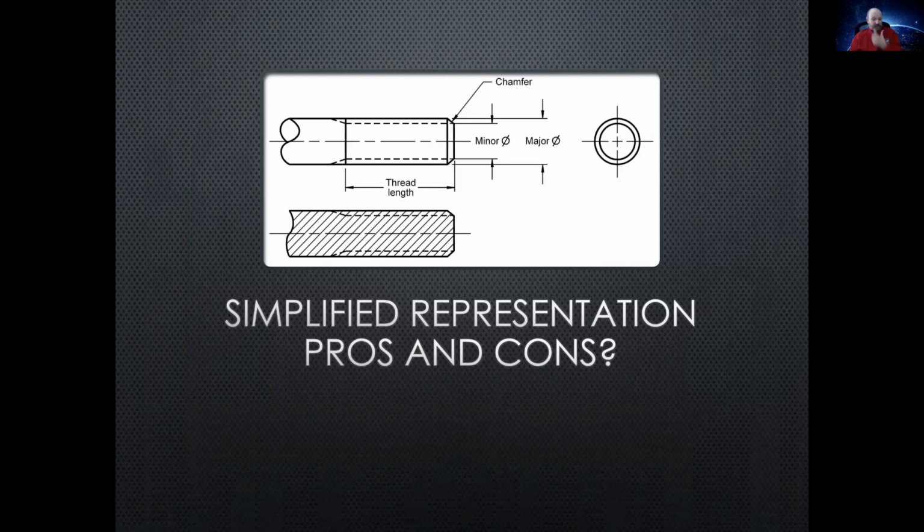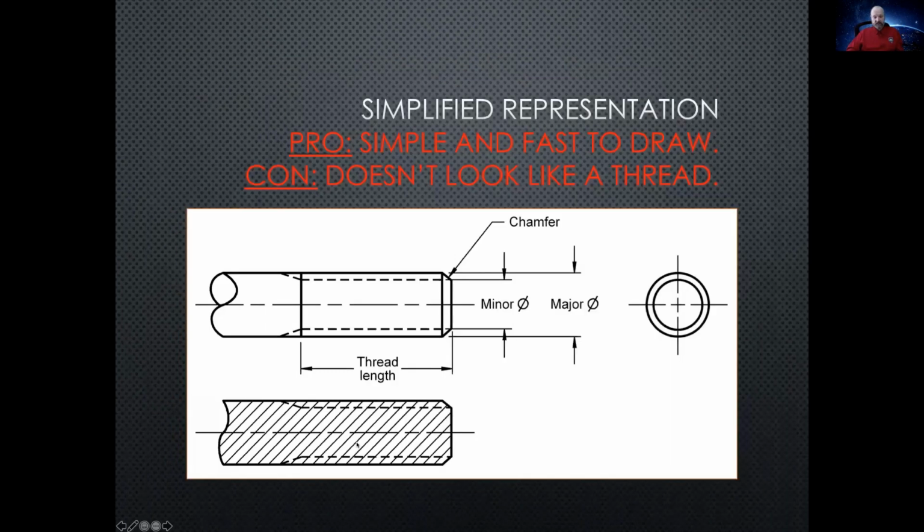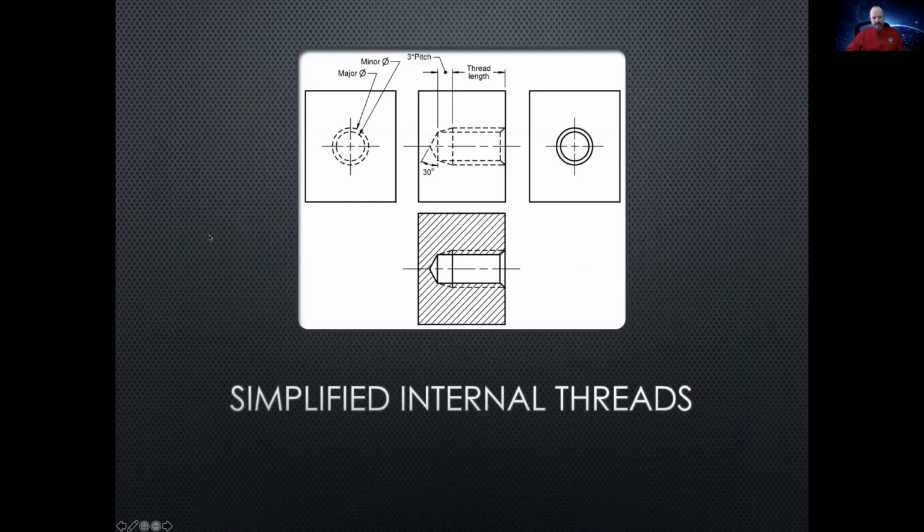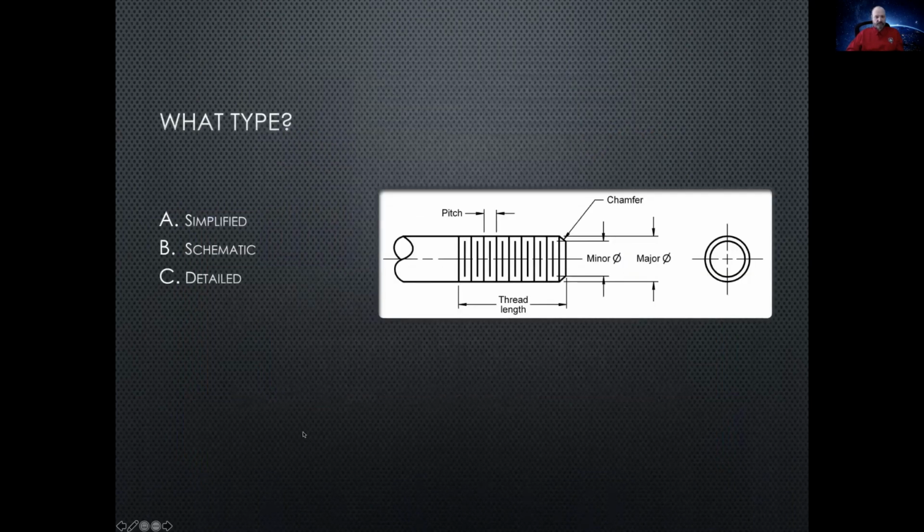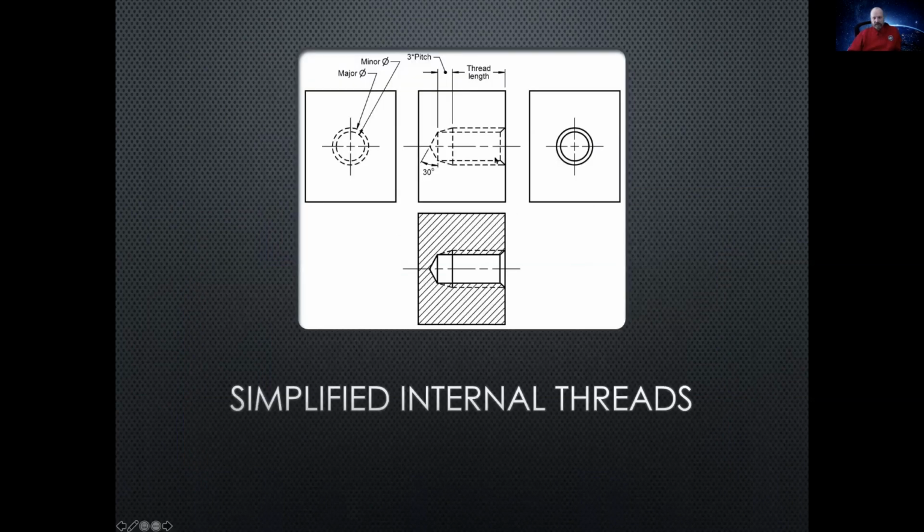Oh, we're doing great. So the simplified representation has some pros and cons. The pro: it's real simple and fast to draw. The con: it doesn't look like a screw. So here are some examples of simplified internal threads. Let me go back. You would draw it in this manner, and you'd kind of know what the end of the hole looks like here. You would put the pitch and the thread length in, and the major and minor diameters. It gives you an idea of how to drill it and then what kind of tap to use.